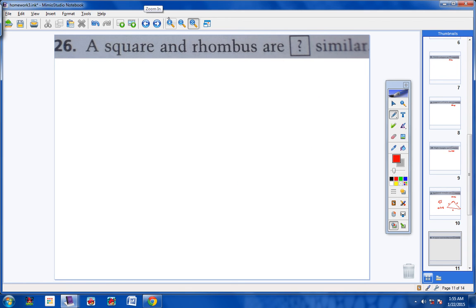Okay, number 26. A square and a rhombus are similar sometimes, but not always. I can think of times where you have a square, which is all 4 at 90-degree angles, and then a rhombus looks something like this, and the angles are not congruent to a square. Okay, the square is going to have 4 right angles over here. Now, it's possible it could happen, definitely. So I'm going to put sometimes, but it's not always or never.